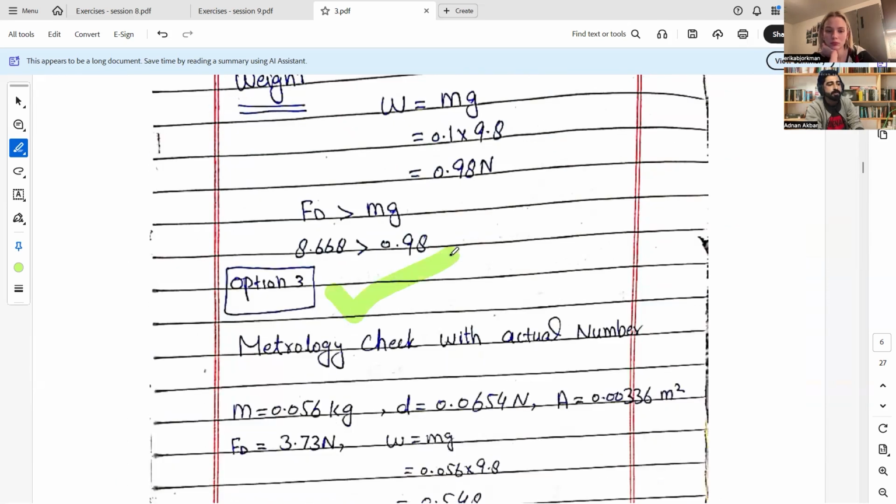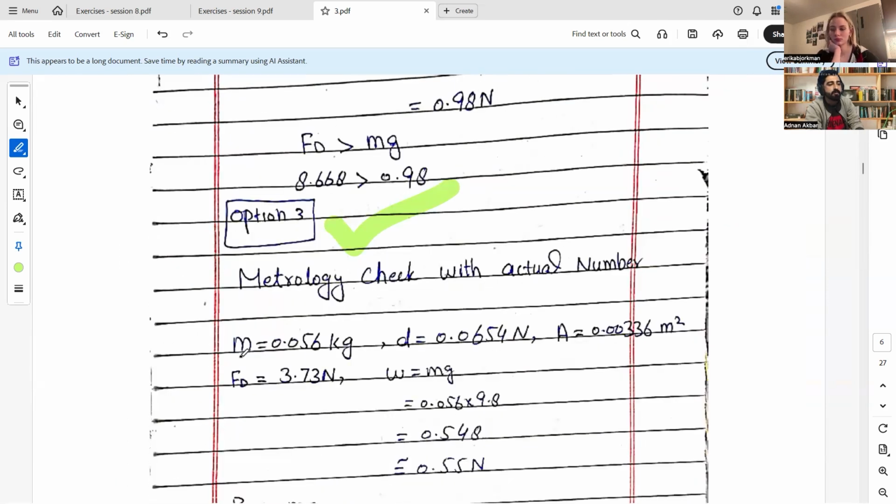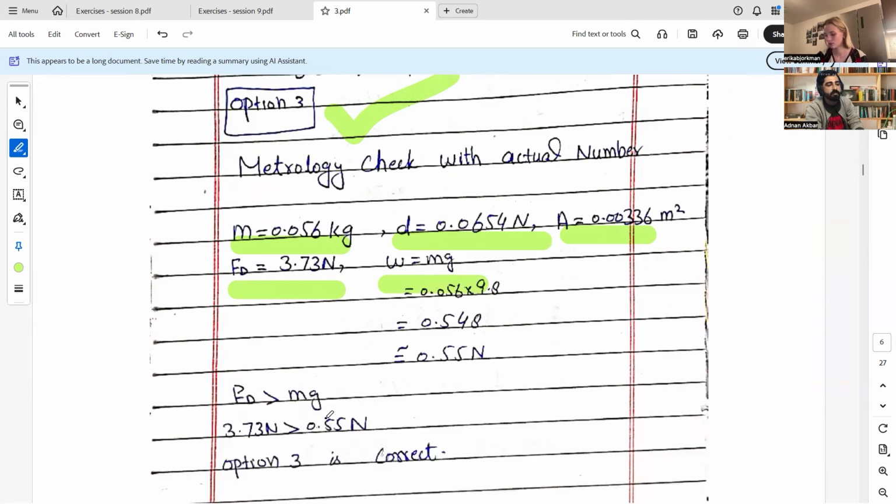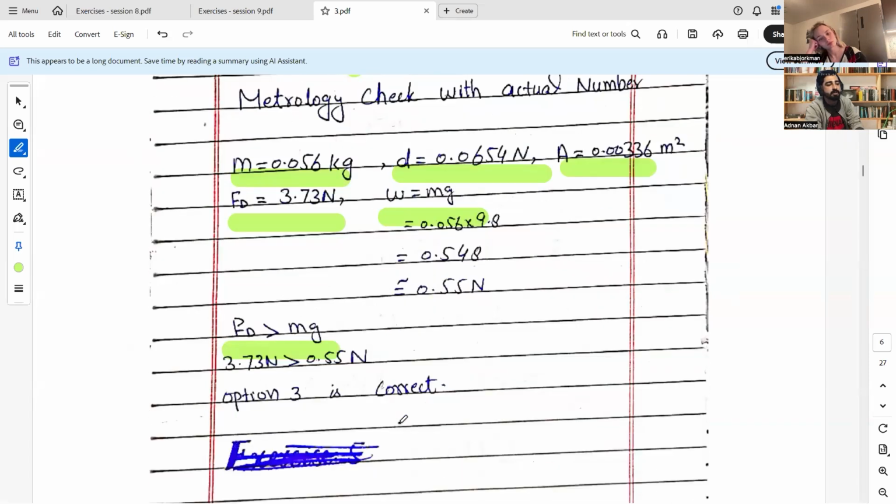Option 3 is correct. And using the values from the internet, we found the drag force is 3.73 Newton and its weight is 0.55 Newton. Again, it is evidence, or you can say proof, that the third option is correct. F_D is greater than mg. Is it clear? Yes, it's very clear.